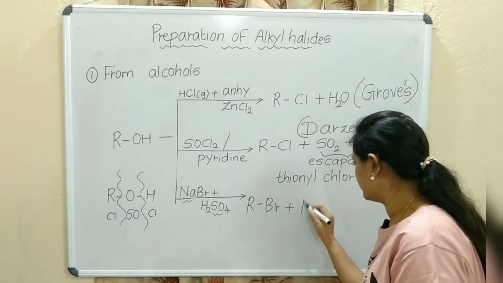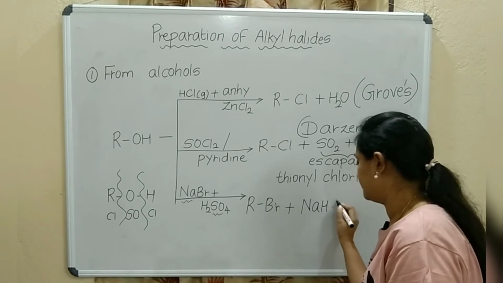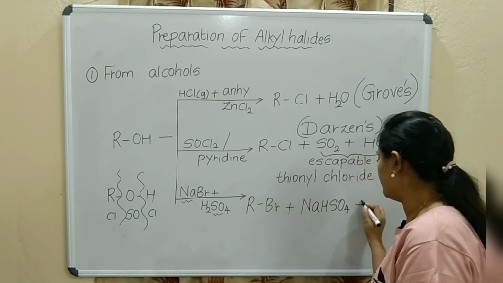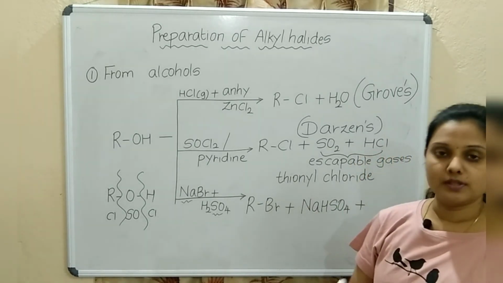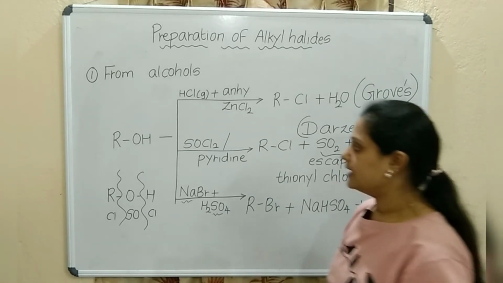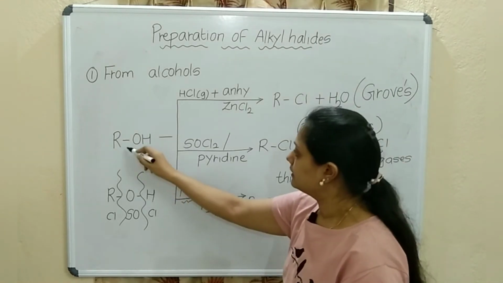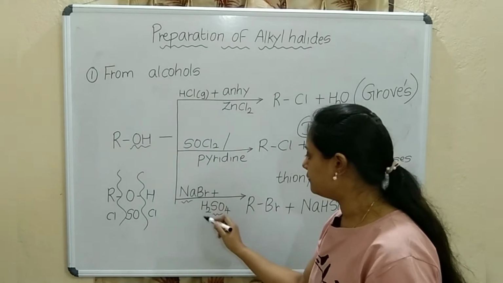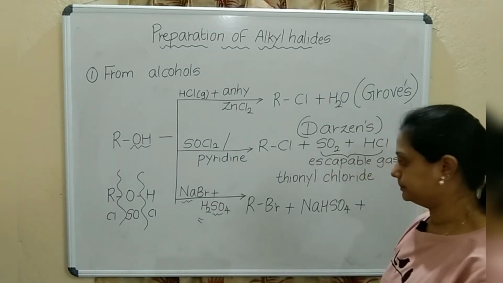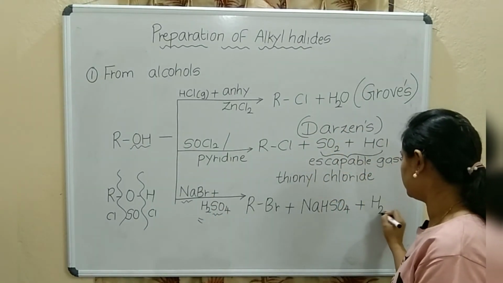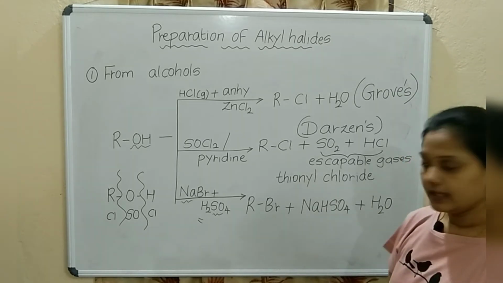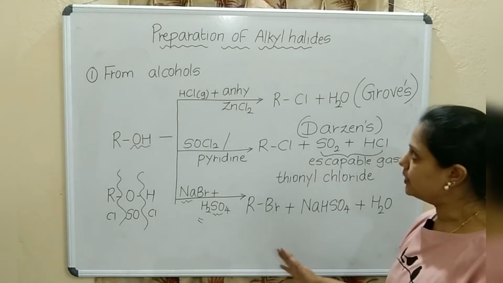NaHSO4, sodium hydrogen sulfate. Now what is left here? OH and one of the hydrogens of the acid. So water. Correct? At least the main product you should know.